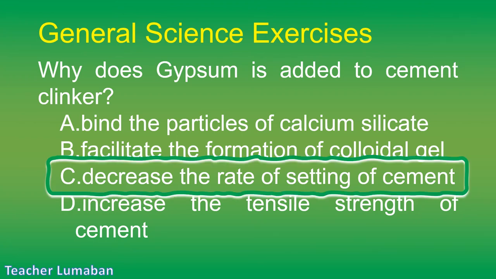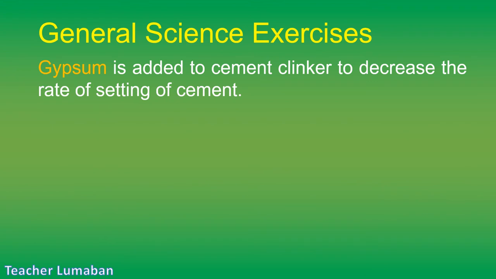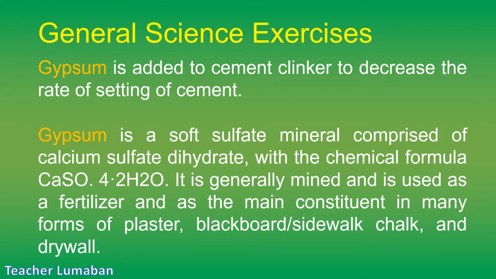The correct answer is letter C, decrease the rate of setting of cement. Gypsum is added to cement clinker to decrease the rate of setting of cement. Gypsum is a soft sulfate mineral comprised of calcium sulfate dihydrate, with the chemical formula CaSO4·2H2O. It is generally mined and is used as a fertilizer and as the main constituent in many forms of plaster, blackboard/sidewalk chalk, and drywall.